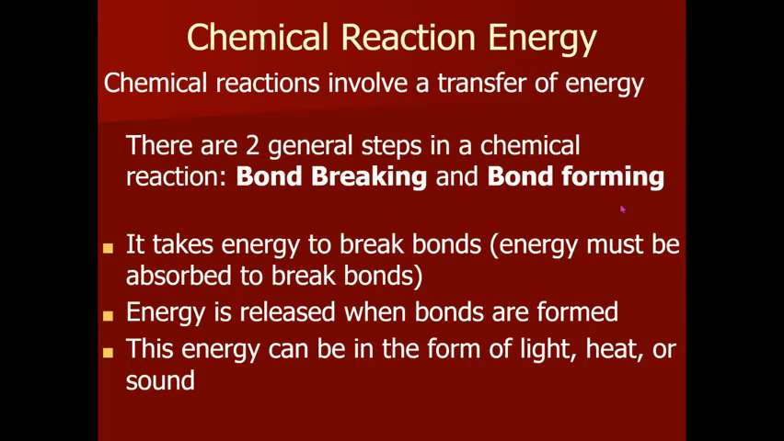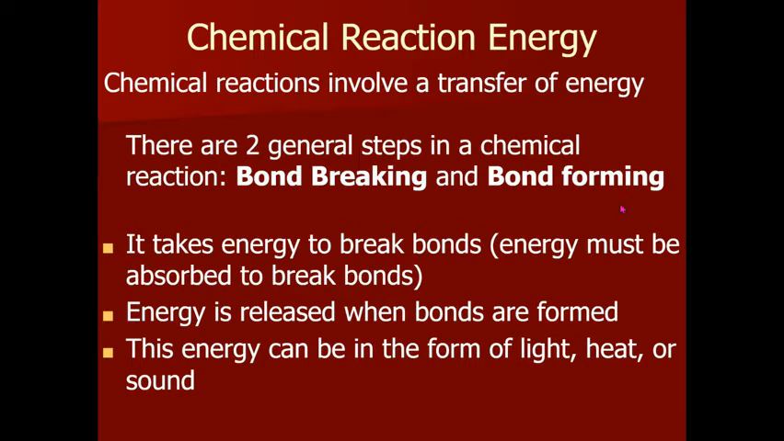Now, in any reaction, there's always two steps. Actually, I guess I shouldn't say always, but in general, there's two steps. The first step is bond breaking. So if we start with some reactants, atoms that are already bonded together in some way, in order for a chemical reaction to take place, we first have to break those bonds apart. We have to pull atoms apart that are already bonded together. That process is energy absorbing. It takes energy to pull atoms apart.